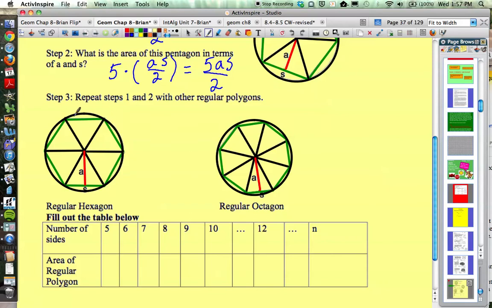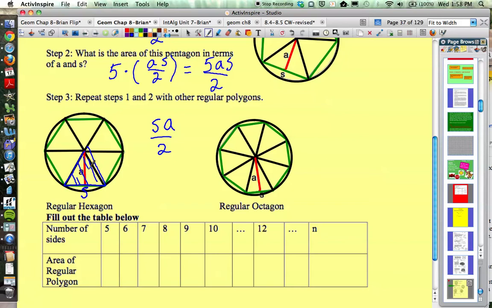Okay, that would be a hexagon. So a hexagon we can also break up into all these triangles, and again we're just going to look at the area of one of those triangles. The base of this triangle is the side length of the hexagon, so we're going to use the letter S again to represent the side length of the hexagon. And the height of this triangle right here is the apothem of the hexagon. So once again, we have base times height divided by 2 for the area of this triangle right here.